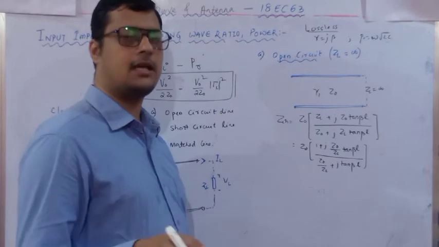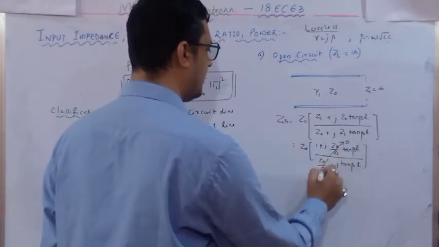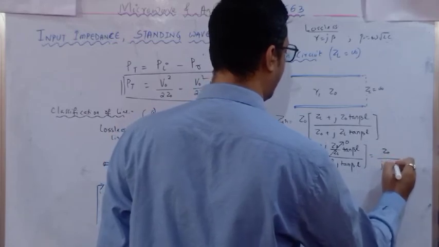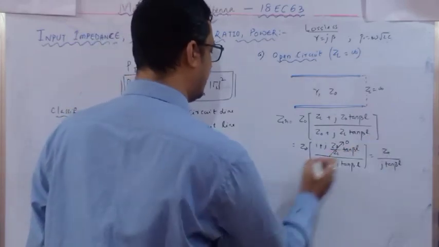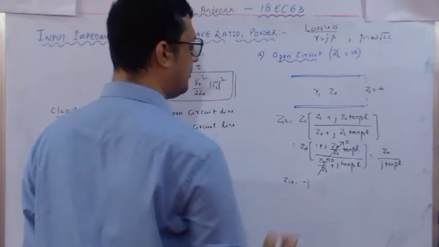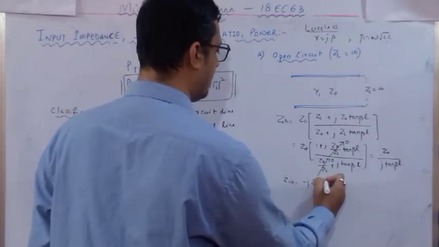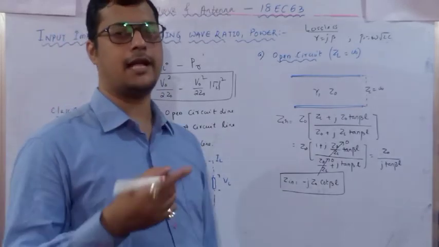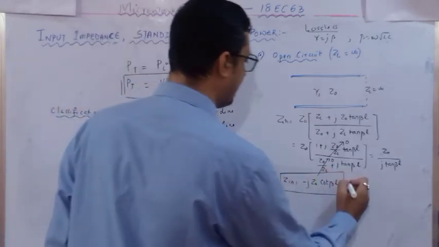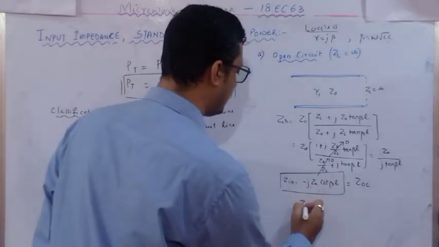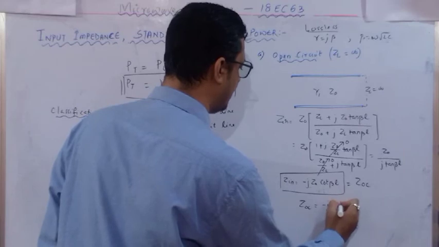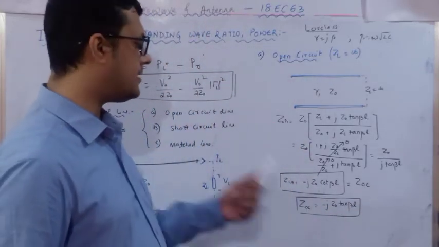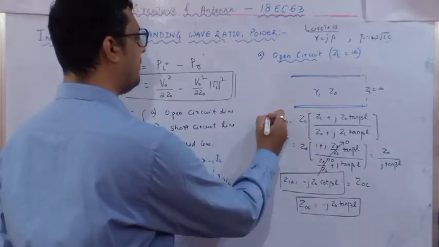Now ZL is infinite, and something divided by infinity is 0. So this part tends to 0 and this part tends to 0. What we have left is Z0 divided by j tan βL. Now take the j tan βL above, and in the numerator it becomes minus jZ0 cot βL. This is the input impedance for the open circuit line, which is lossless in nature. I call it ZOC, so ZOC is minus jZ0 cot βL. This is my open circuit input impedance.